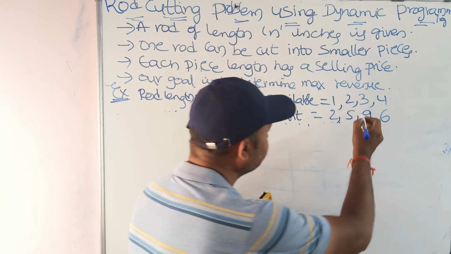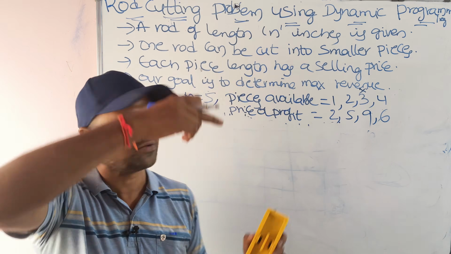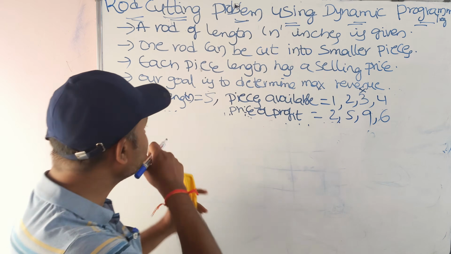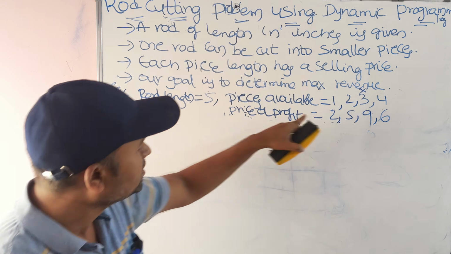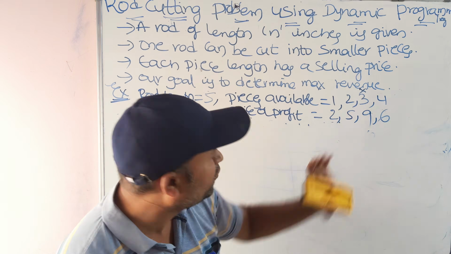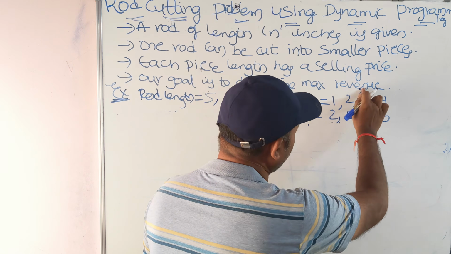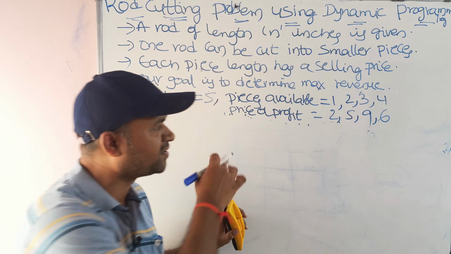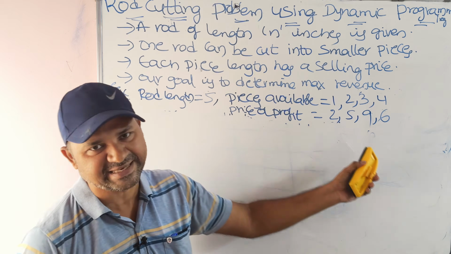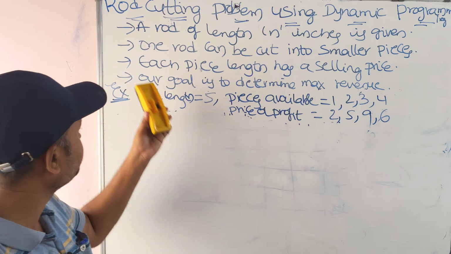Suppose let us assume that piece length 3 is not given. Then we can't cut the 5-inch rod into a piece of length 3 inches. So we can cut the 5-inch rod into a 1-inch piece, a 2-inch piece, a 4-inch piece, but the 3-inch piece is not given. But in this example there is no problem. So the pieces available are 1, 2, 3, 4. The rod can be cut into 1-inch, 2-inch, 3-inch and 4-inch pieces.